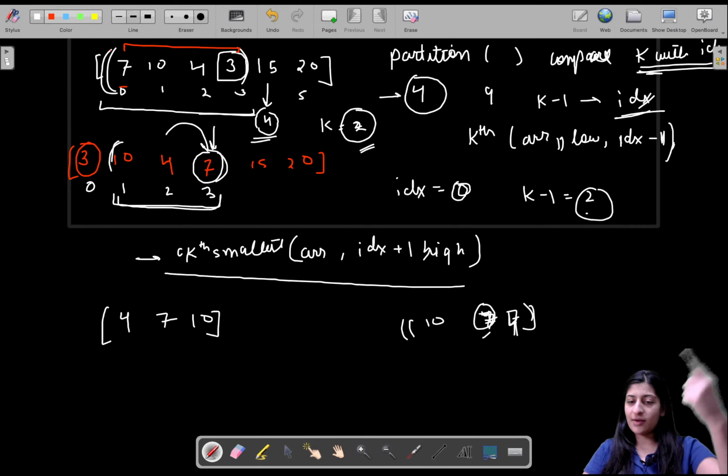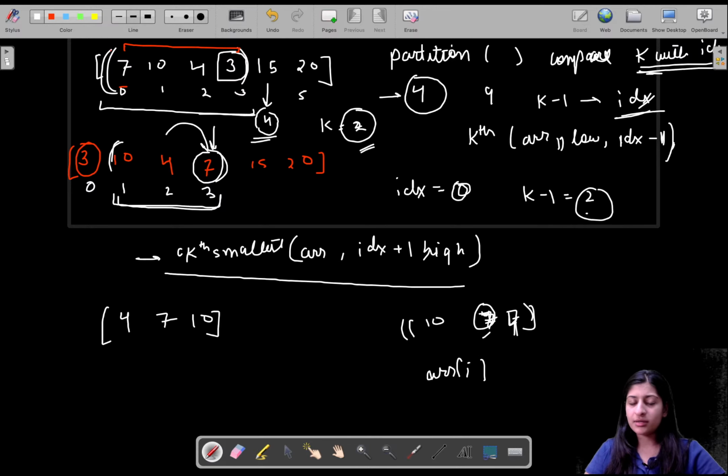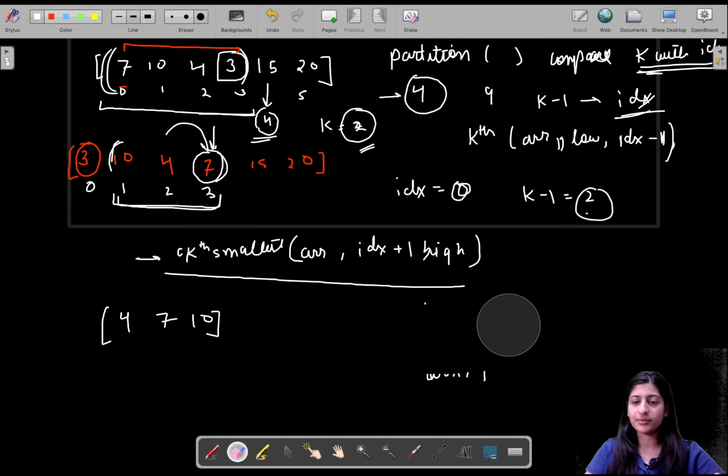After the entire iteration, you remember that we swap arr of i with the partition element. i is still at this index and your partition element is at this index. So when both are swapped, sorry, this is the partition index. It will be 4, this will be 10, and here will be 7. So that's how we get it. Partition does its own work.